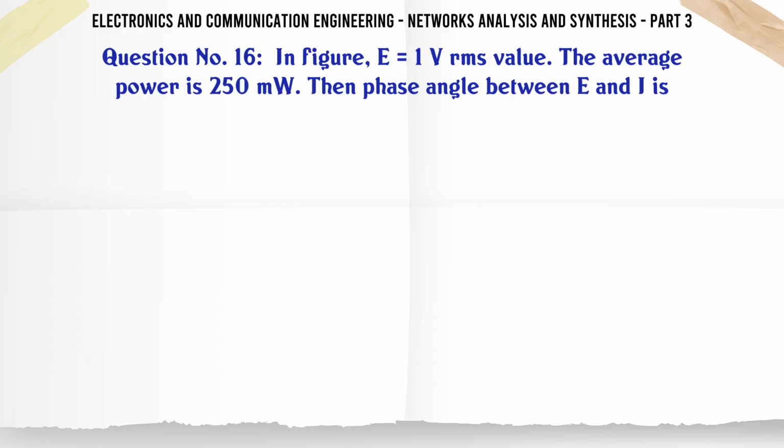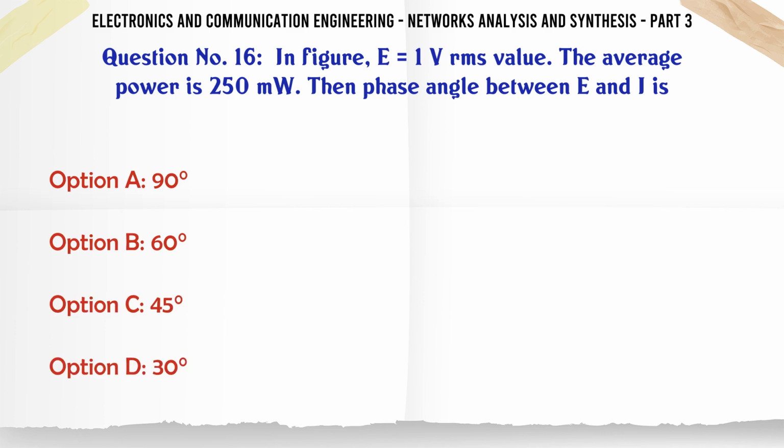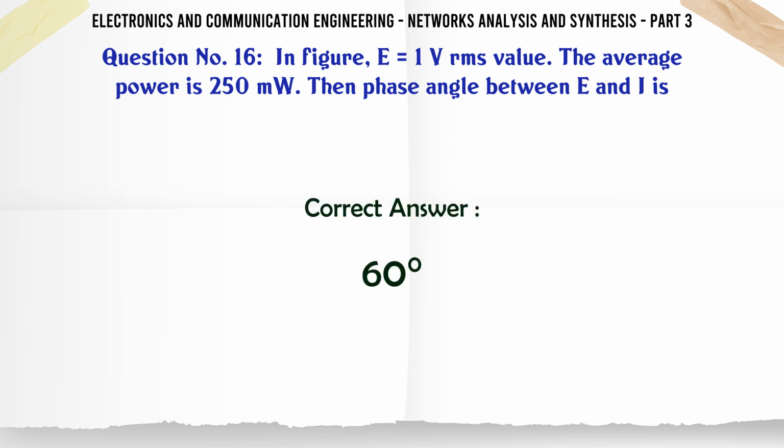In figure, E is 1 V RMS value, the average power is 250 megawatt. Then phase angle between E and I is A 90, B 60, C 45, D 30. The correct answer is 60.